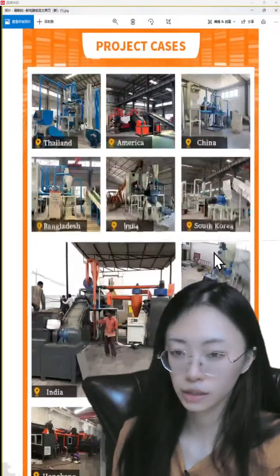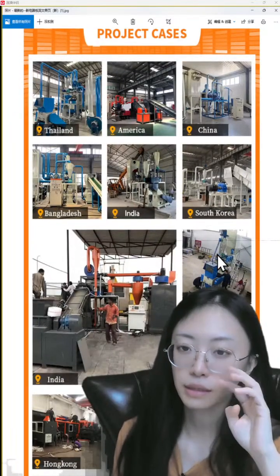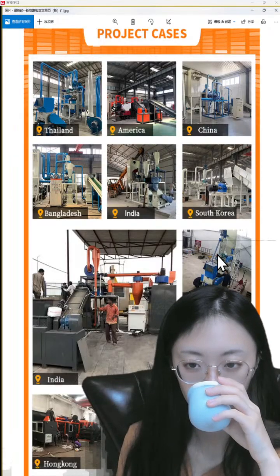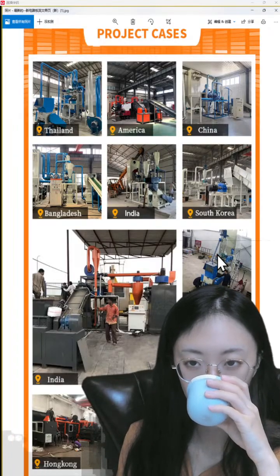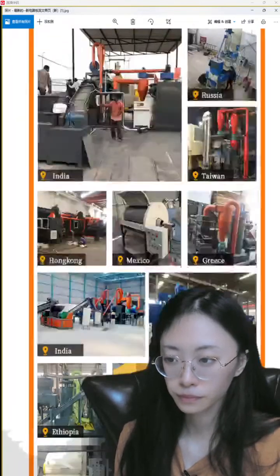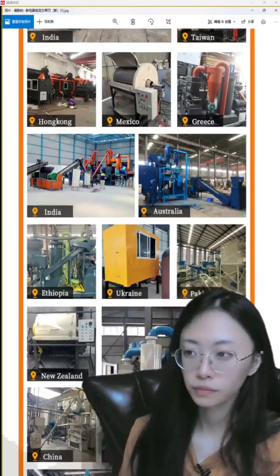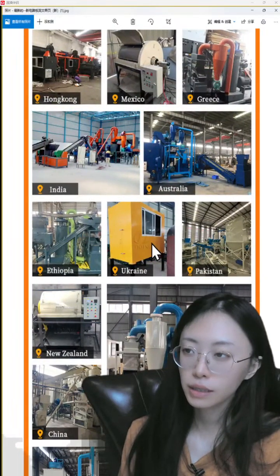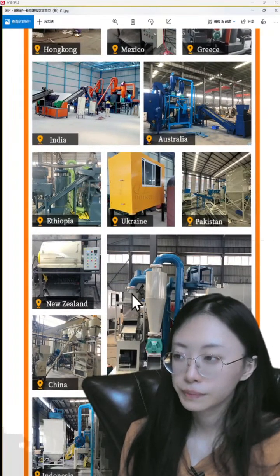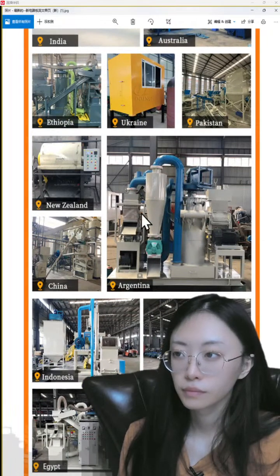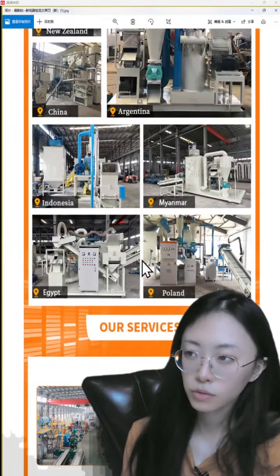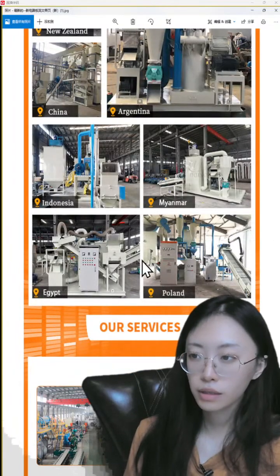Here are different project cases all over the world. Like in Ukraine, here is the electrostatic separator. And now in almost every continent we have our customers.